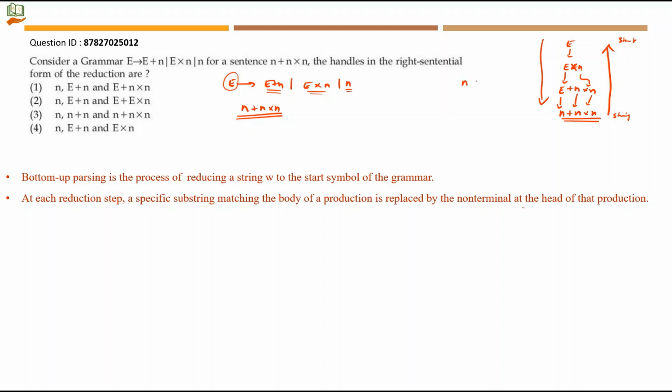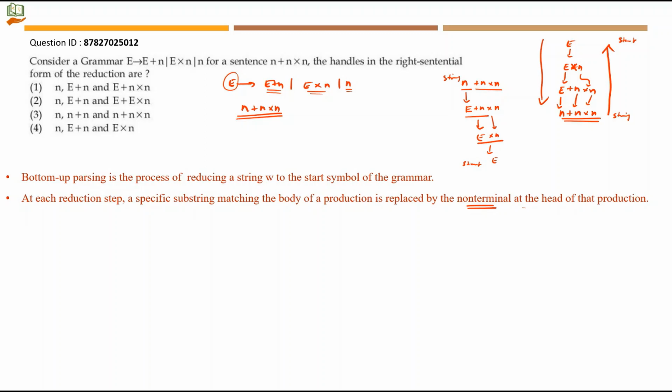Let's take the string n plus n into n. So this n will be replaced by a non-terminal e and the rest will stay. Then e plus n will be replaced by the non-terminal and the rest will stay. Now the complete production is replaced by the non-terminal e. So this is how we start from the string and come to the start symbol of the grammar. So this is what they say, the production gets replaced by the non-terminal at the head of that production.